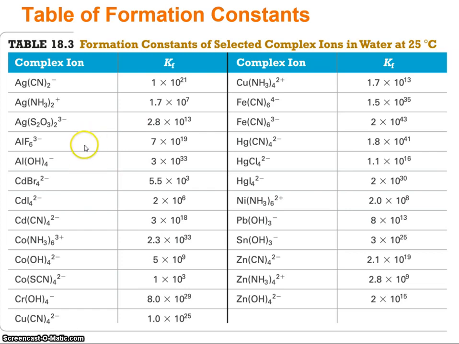Something like aluminum, right? I've got different things for different aluminum compounds. So it's hard to predict. Notice that unlike Ksps, these guys tend to be large positive numbers, right? The Ksps tended to be very small numbers, 1 times 10 to the minus 5, 2 times 10 to the minus 20, right? These are 1 times 10 to the 21, 2 times 10 to the 43, right? Very, very big numbers over here.